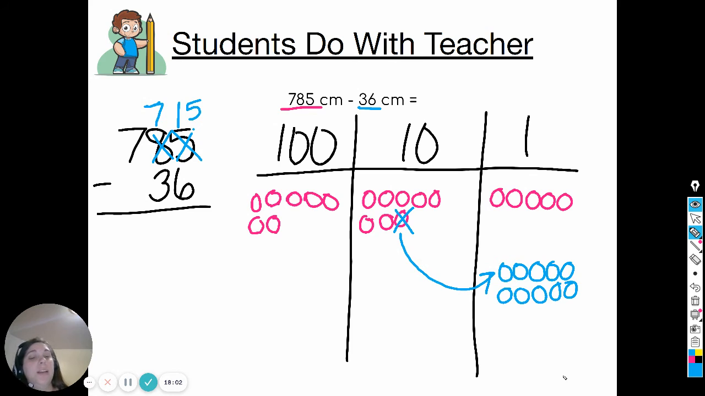Okay, so let's take away 6. 1, 2, 3, 4, 5, 6. And let's count how many are left. 1, 2, 3, 4, 5, 6, 7, 8, 9. In our standard algorithm, that's 15 minus 6, which equals 9.